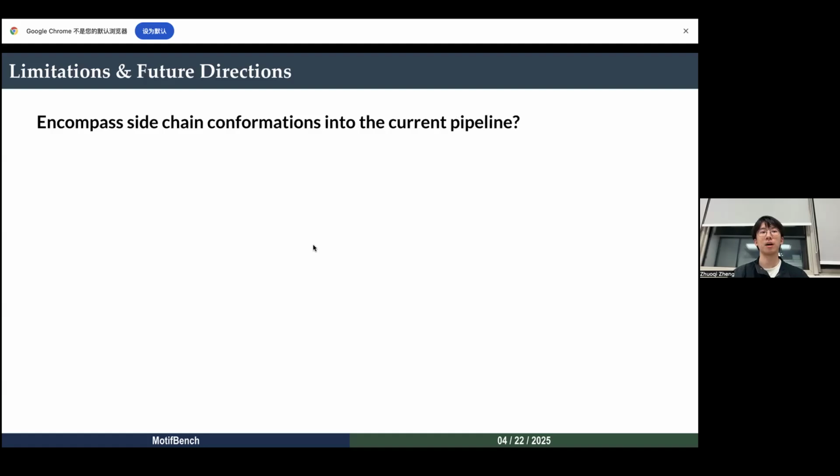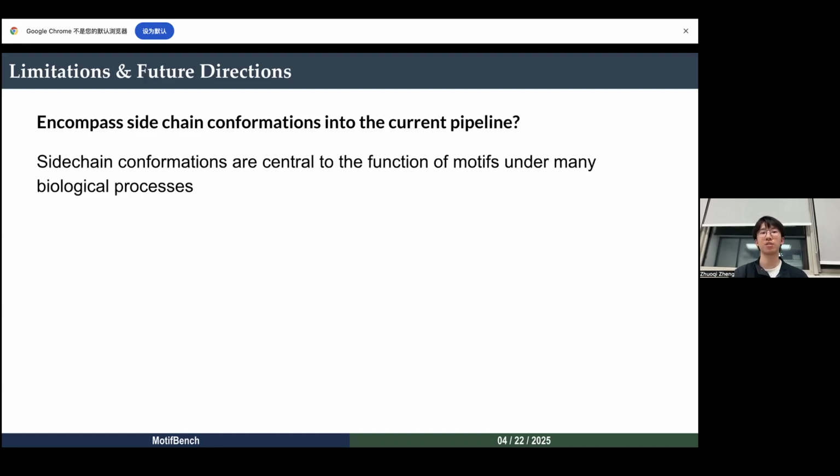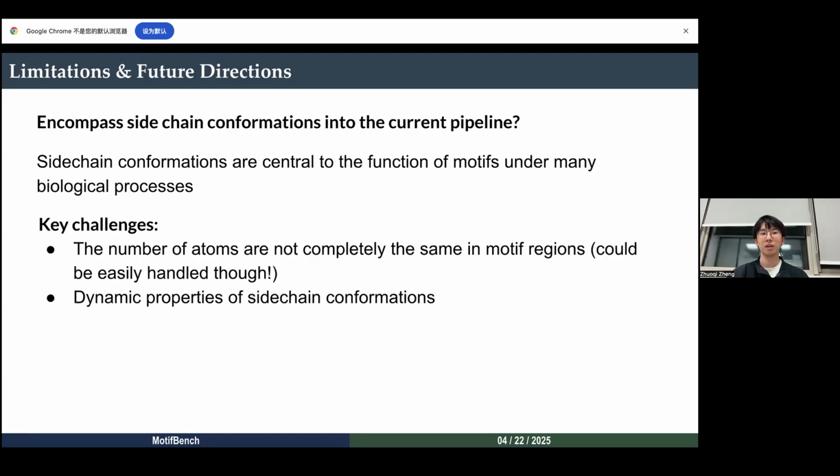And there is another limitation: why didn't we encompass the sidechain conformations in the current pipeline? This is because we all know that the sidechain conformations are sometimes central to the function of motifs in many biological processes, especially in scenarios like enzymatic catalytic functions. So in this sense, there are two major key challenges we have here.